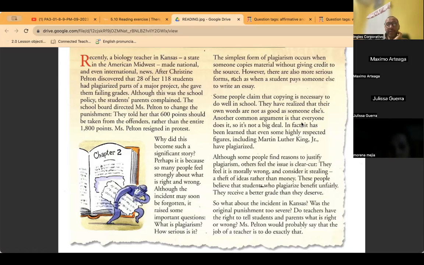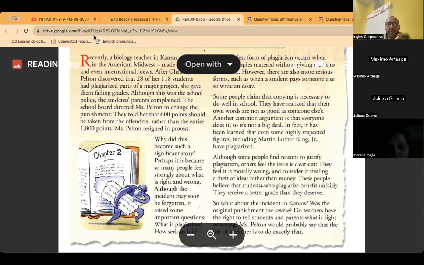Although some people find reason to justify plagiarism, others feel the issue is clear-cut. They feel it is morally wrong and consider it stealing, a theft of ideas rather than money. These people believe that students who plagiarize benefit unfairly. They receive a better grade than they deserve. So what about the incident in Kansas? Was the original punishment too severe? Do teachers have the right to tell students and parents what is right or wrong? Ms. Plenton would probably say that the job of a teacher is to do exactly that. Okay, thank you very much.